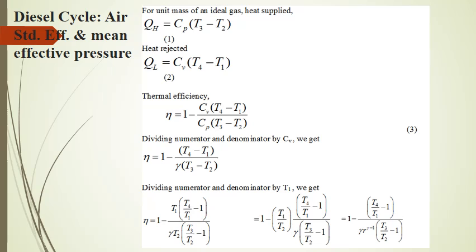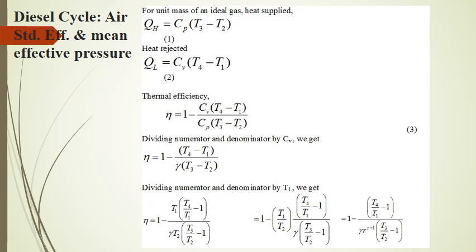In the diesel cycle, heat addition is taking place at constant pressure. So for the unit mass of an ideal gas, heat supplied is equal to Cp into (T3 minus T2). Why is heat transfer equal to Cp dT for an ideal gas during a constant pressure process? That we are going to discuss in our unit 3 dealing with the Maxwell relations.